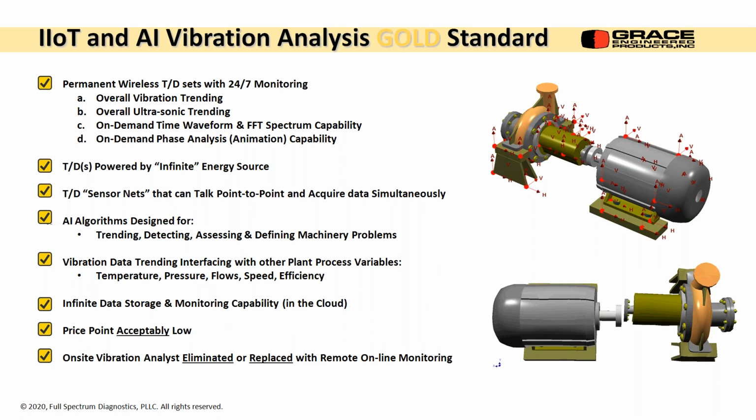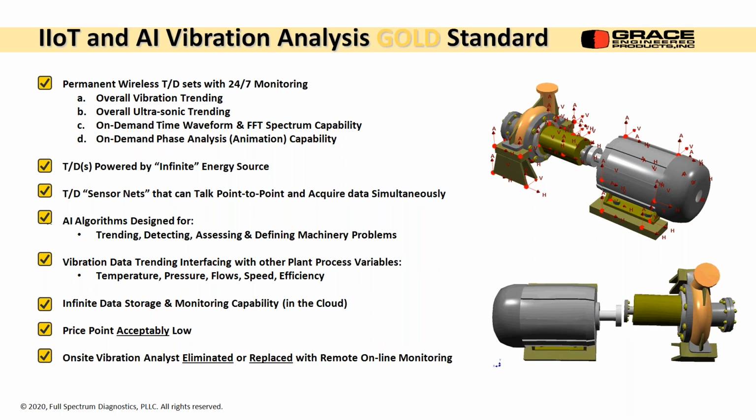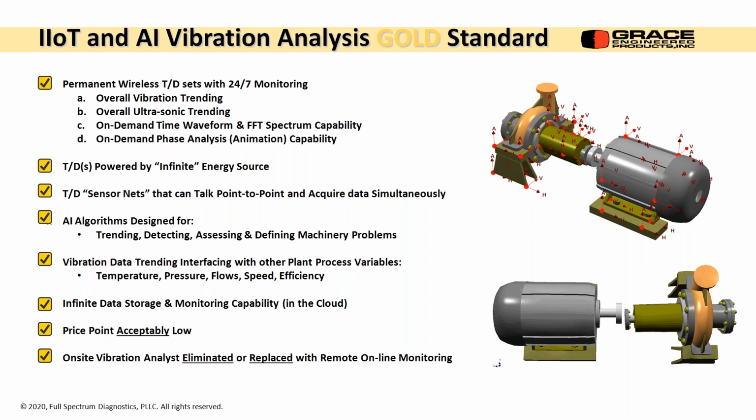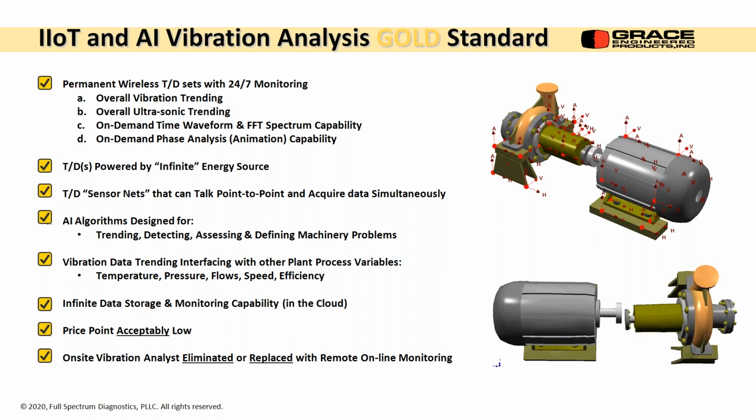On-demand time waveform and spectrum capability. It's real important if you have an overall level that exceeds a certain criteria that you do a waveform or a spectrum to see what's really going on in there. There's some clue frequency content wise what's happening. And then probably the hardest one is on-demand phase analysis, or in my case, animation capability. I'm showing you a pump, and it probably had 30 measurements on it. And these were all amplitude and phase type measurements. They were all simultaneously acquired. So I can see how the machine's moving, and I can get an animation like this.